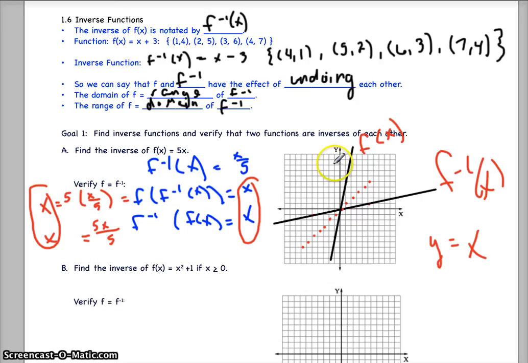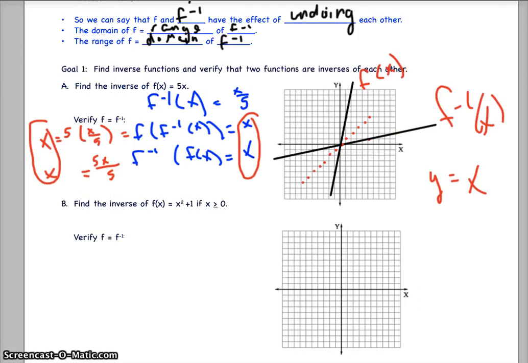Let's try one more example. Find the inverse of f of x equals x squared plus 1 if x is greater than or equal to 0. And it's important to note that we're saying the domain is only greater than or equal to 0. Okay, well, in example A, when we found the inverse, I just talked you through it. What's the inverse operation of multiplication? And we said division.